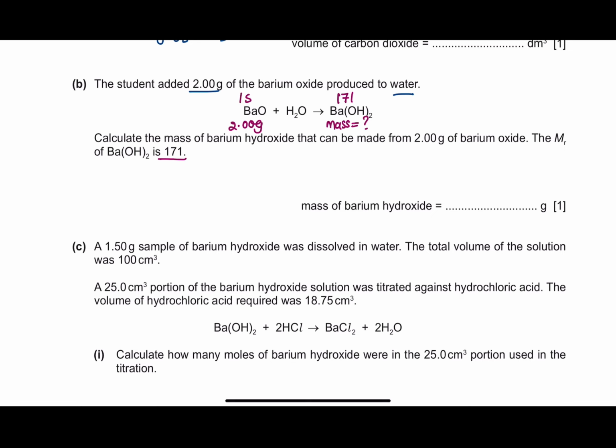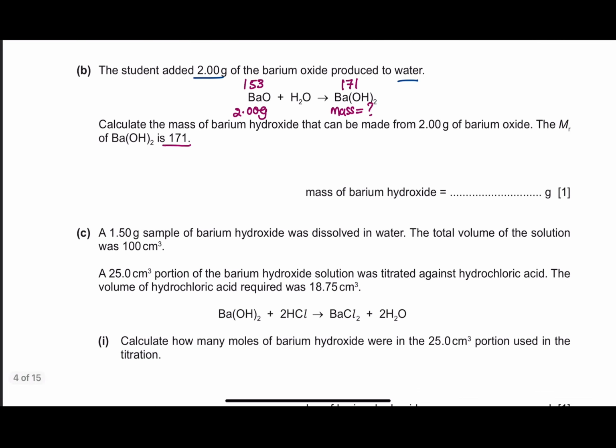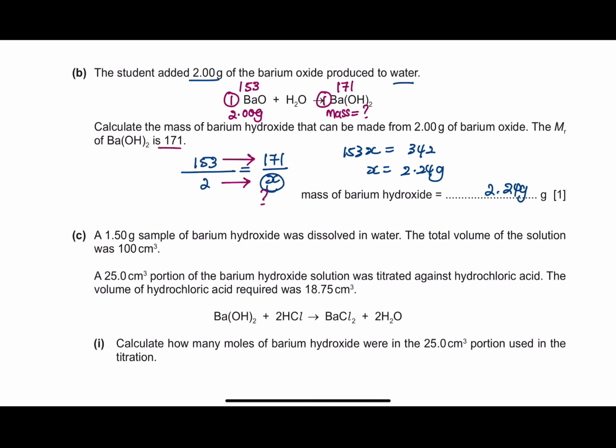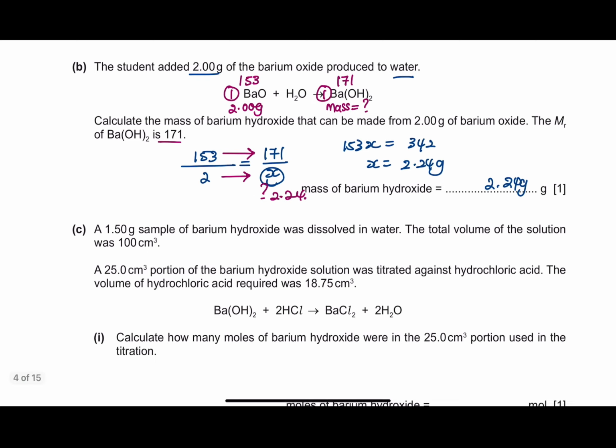would be getting 153. So what we can do is a comparison, since 1 barium oxide will produce 1 barium hydroxide. Now if the relative atomic mass of 153 requires 2 gram, this means that you could do a cross multiplication like this to find the mass of barium hydroxide. So you would be getting 2.24 gram of barium hydroxide. All you had to do was just use the ratio to find out if 153 gives you 171, then 2 would give you 2.24.